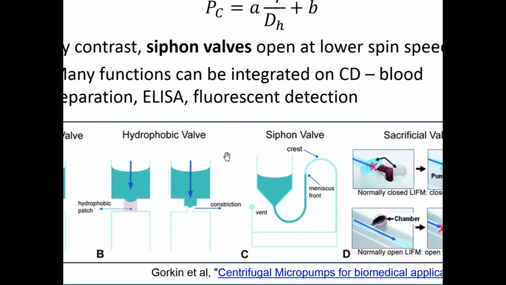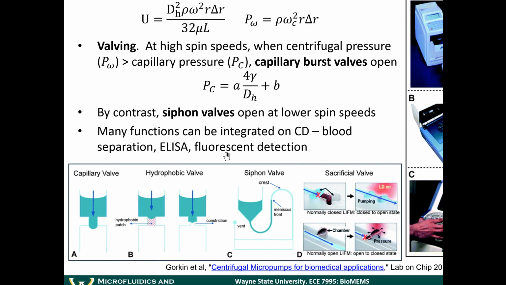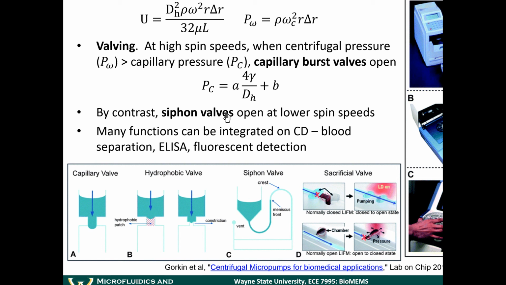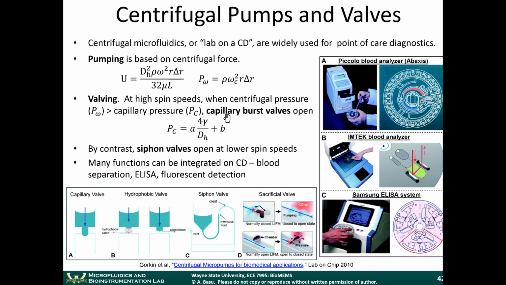Now, the siphon valves work on a different principle. The reason we need two types of valves is because the capillary valves are designed so that you're going at a slow spin speed and the capillary valve stops the liquid. In order to get the fluid to keep on going, you have to increase the spin speed. But in certain cases, you might actually start off with a high spin speed, and then you decrease the spin speed later during your analysis or assay. So in those types of situations, they use something called a siphon valve.